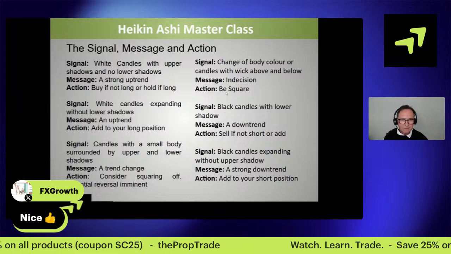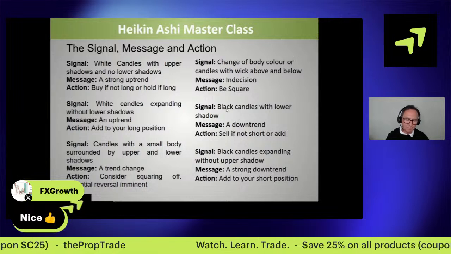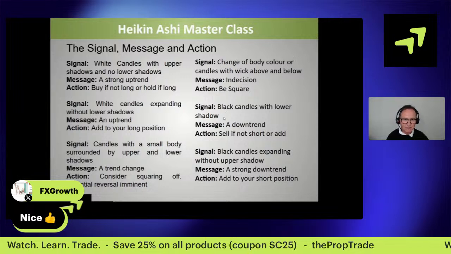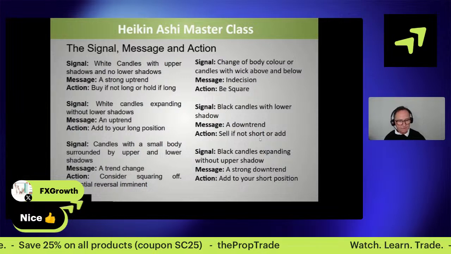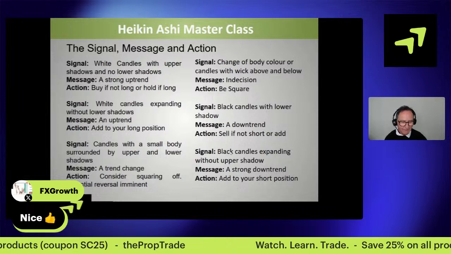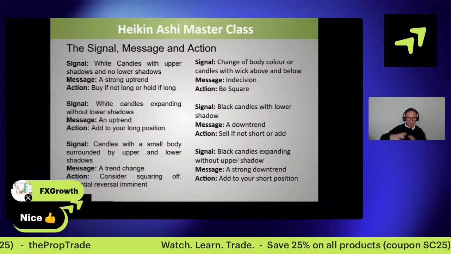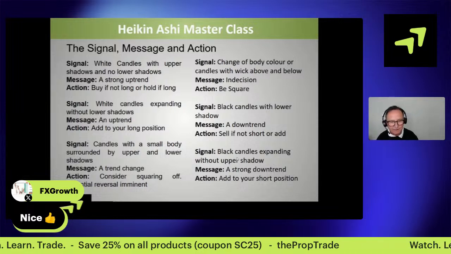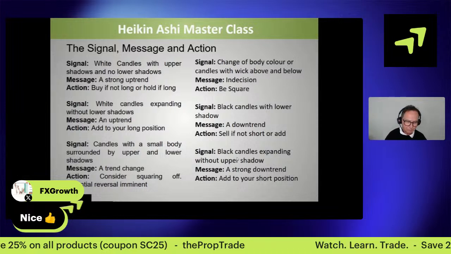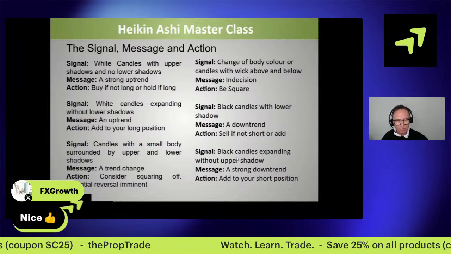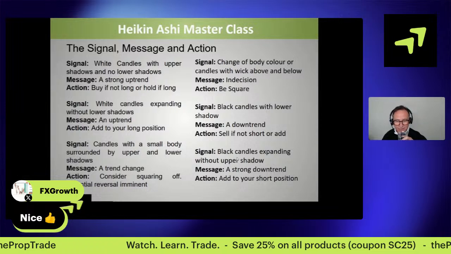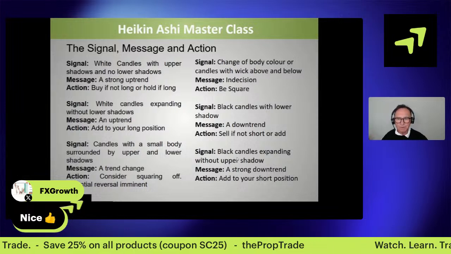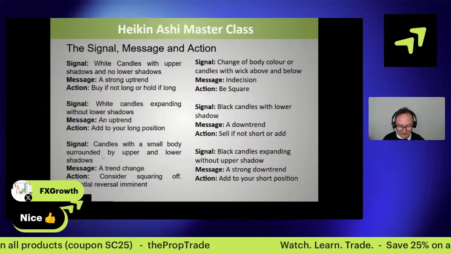So this is change of color. We were looking at black and white candles. So this would be a red candle, low shadow, downtrend, sell if not already into it. Red candle, black candle, depending on the color of the candles, expanding with no upper shadow. That's the strong downtrend we were talking about. So add to your position, or make sure you are short if you're not already short. That's what the candles are telling you, because of the nature of the way the maths works with Heikin Ashi candles.